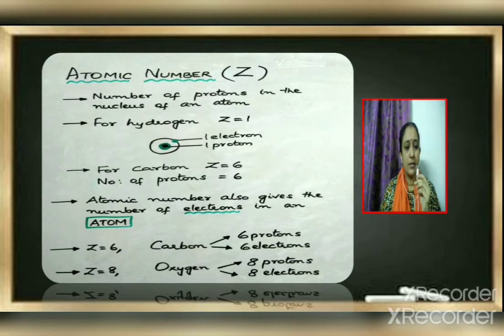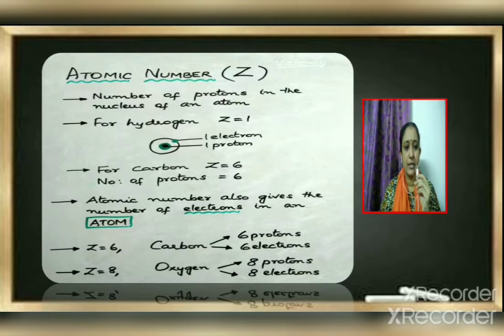For carbon, Z is equal to 6. Atomic number is equal to 6. So how many protons will be present in carbon atom? It will be equal to 6. So atomic number gives the number of protons present in the nucleus of an atom. It also gives the number of electrons present in an atom.